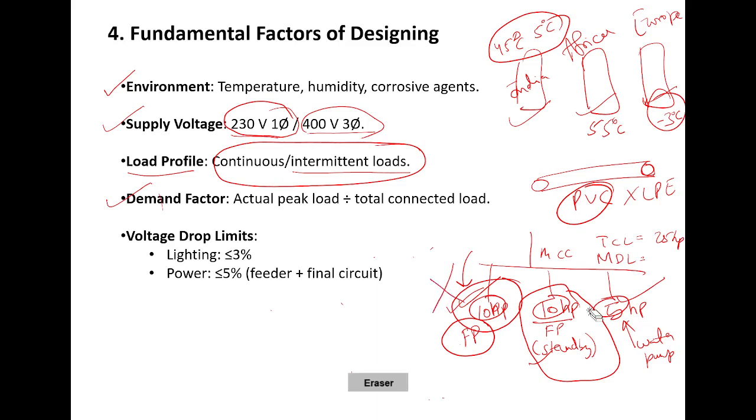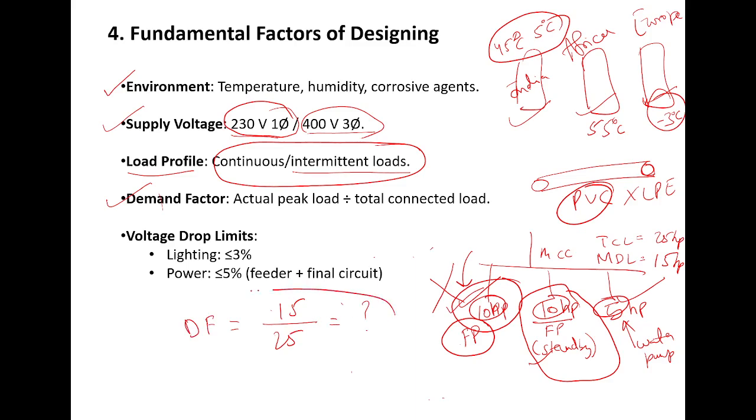So the maximum demand load will be 15 HP. So this is my demand load. So how to calculate the demand factor? Demand factor is just the MDL value over the TCL value. It will be your demand factor.